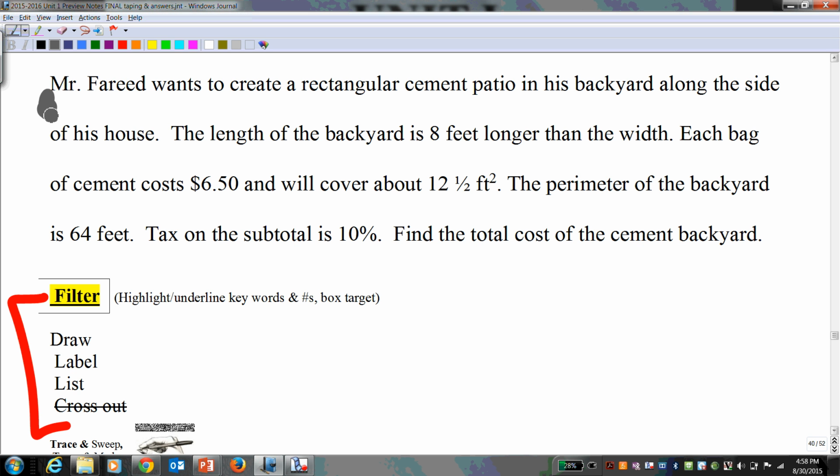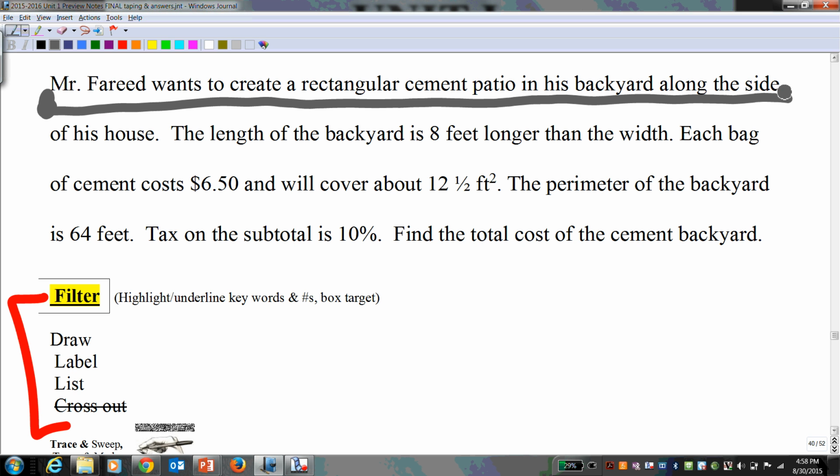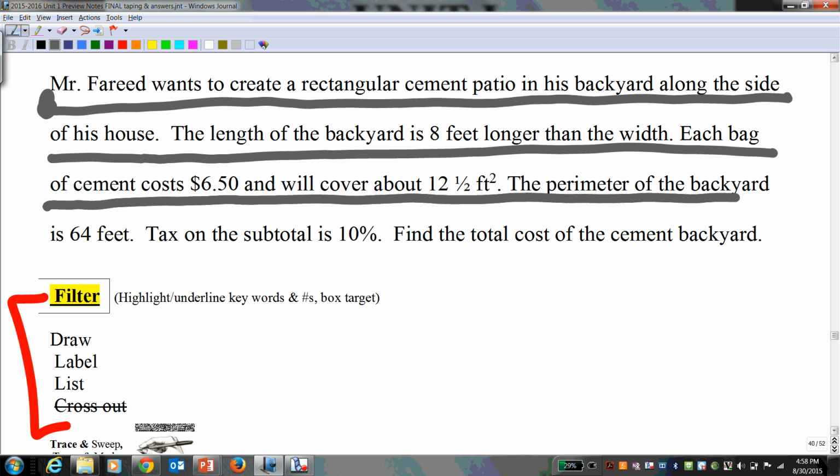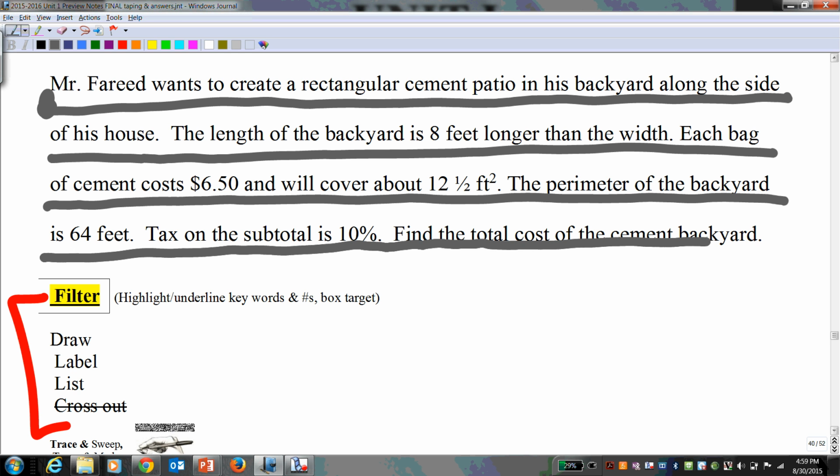Put your finger here, please. Now, as I read aloud, I want you to read aloud with your finger or your pencil on paper. You don't have to draw these. I'm just showing you how your finger should track. Ready? Read out loud. Mr. Fareed wants to create a rectangular cement patio in his backyard along the side of his house. The length of the backyard is 8 feet longer than the width. Each bag of cement costs $6.50 and will cover 12.5 square feet. Perimeter of the backyard is 64 feet. Tax on this total is 10%. Find the total cost of the backyard.